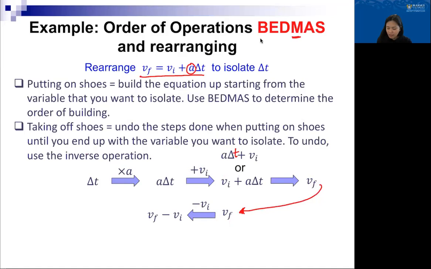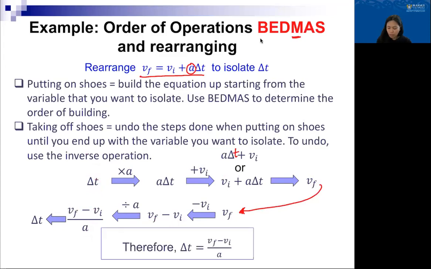Right? And then the first thing that you did before adding VI was multiplying with A. So now you undo this multiplication with A. Okay, the inverse operation of multiplication is division. So that means you divide VF minus VI by A, right? And you have VF minus VI divided by A. And then you're back to delta t. So that means delta t is equal to VF minus VI divided by A, which is what Oksana wrote there in the chat.